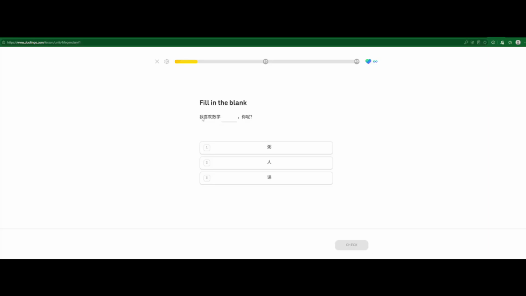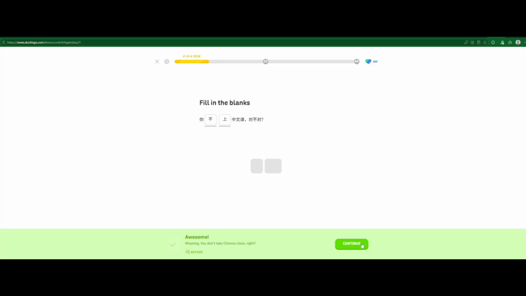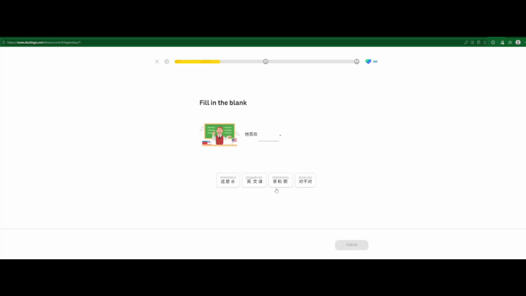But I'm pretty sure this is 我喜欢 something 学课, 你呢? I think this is like, do you like something class? Oh, 数学课. Okay, I guess I didn't realize that this is... See, my character recognition is at an all-time low. 你不上中文课, 对不对? That means you do not attend Chinese class. Right, not right. Okay. Interesting.